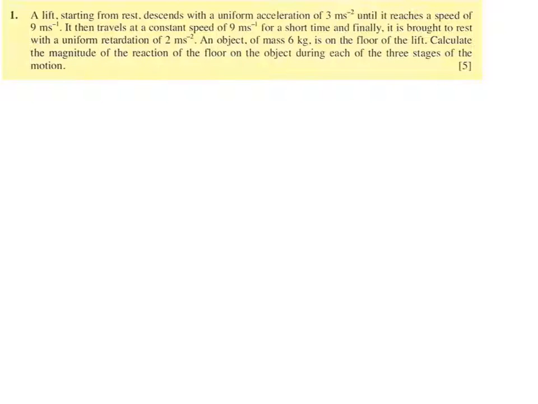Okay, so let's get our 3 diagrams right. So for the first one, okay, I'm going to have my lift. There's my parcel. The parcel is 6g. And in this first one, I know that we're accelerating downwards. So it's accelerating that way, okay, and that's 3 meters per second squared. And the reaction will be up.